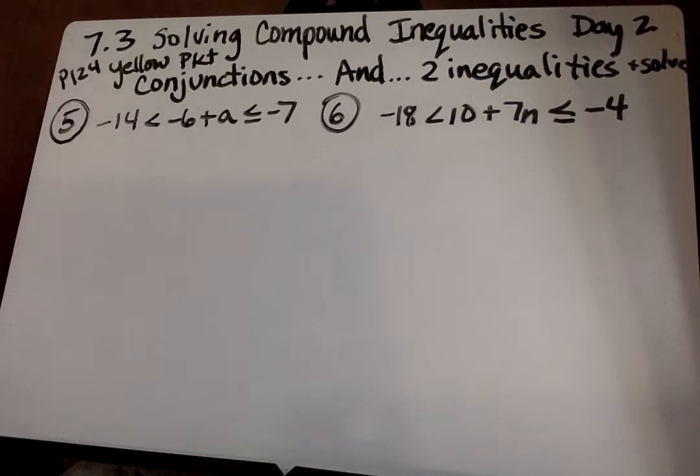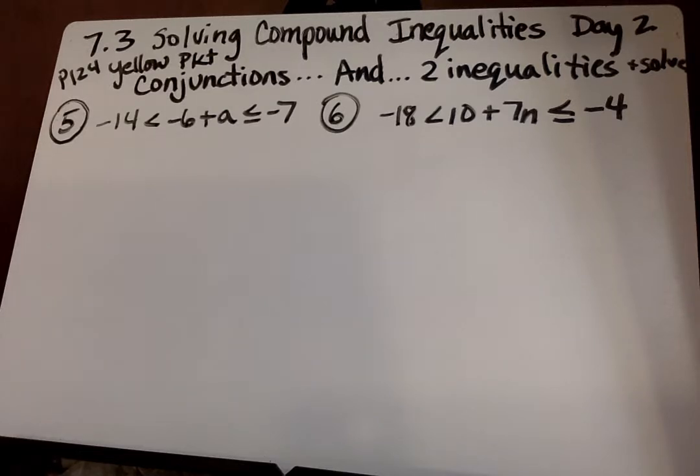Hello, students. This is a continuation of 7.3, Solving Compound Inequalities, Part 2. This is page 124 in the yellow packet. It says examples of compound inequalities and the solutions. Conjunctions are always an "and" compound inequality. Create two inequalities and then solve. Give solutions as graphs, inequality notation, and interval notation.